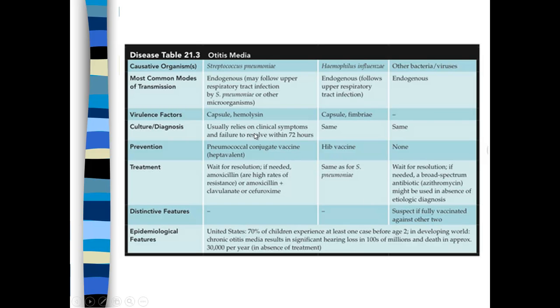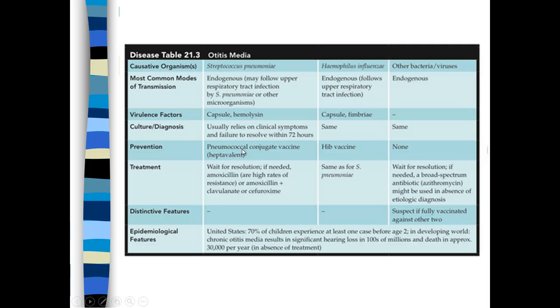This usually resolves itself if it is bacterial or viral, but if it doesn't resolve itself within 72 hours, then you may get a further diagnosis, go to the doctor. Same with Haemophilus influenzae, as well as other bacteria and viruses.